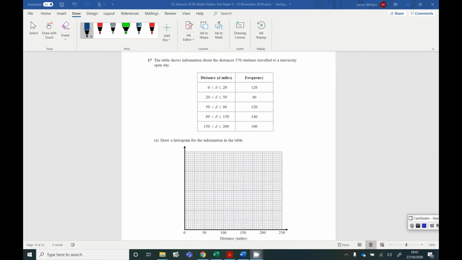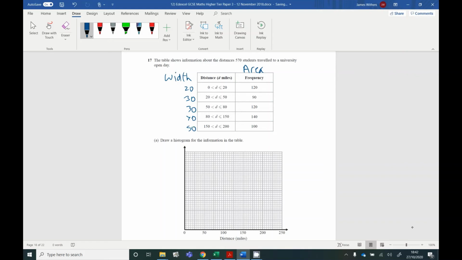Question 17. Now, when we draw a histogram, each of the bars has got to represent the area. So the frequency represents the area. Let's start off by working out the width of each bar. 0 to 20 is 20. This is the width of each bar column. 20 to 50 is 30. 50 to 80 is 30. 80 to 150 is 70, and 150 to 200 is 50.